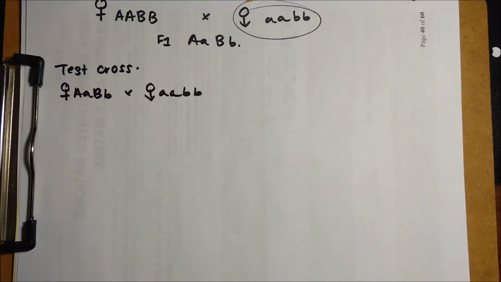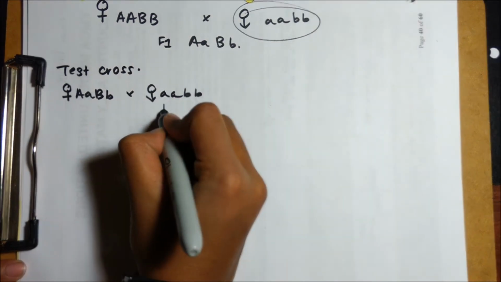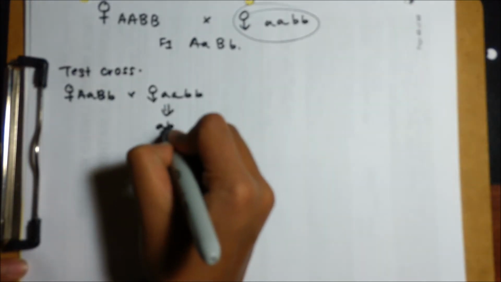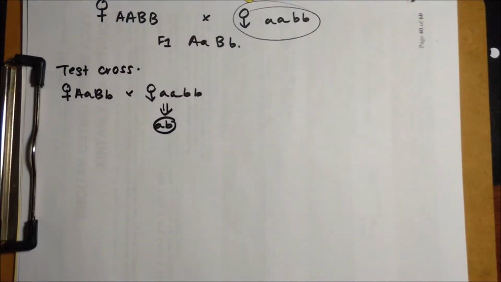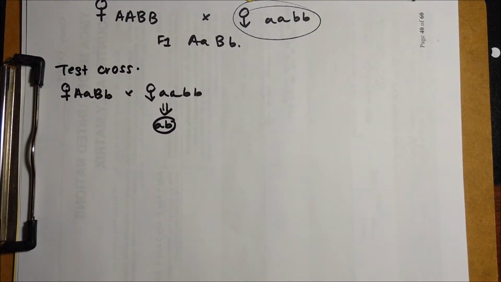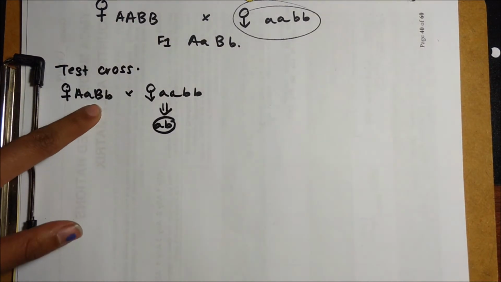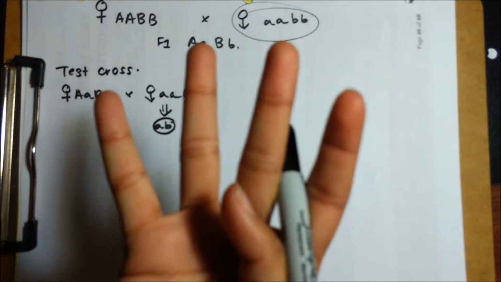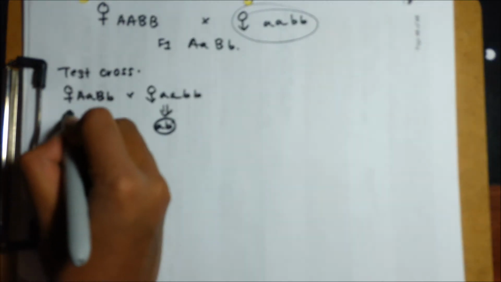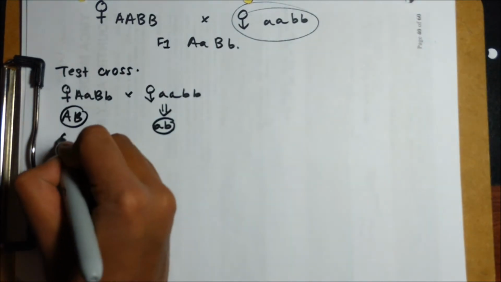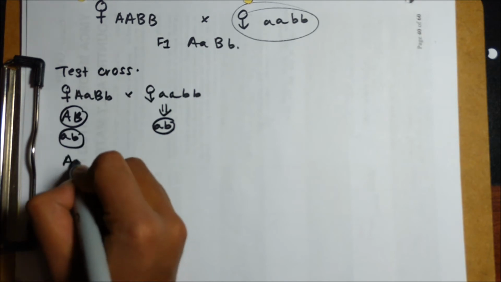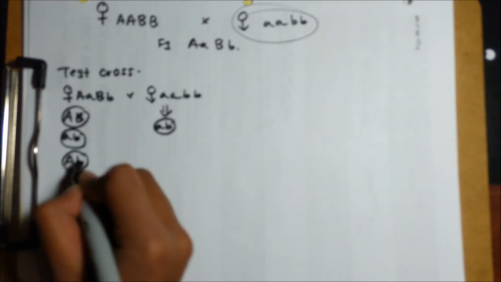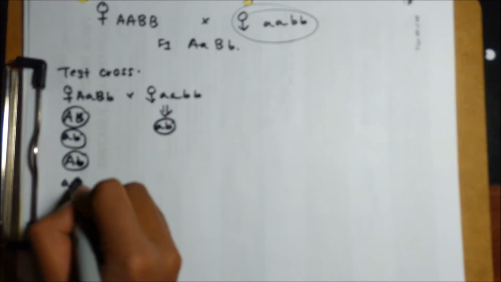Okay, now let's list all the possible gametes for both of them. This, the only gamete it can produce is lowercase, lowercase. However, this one, if we go by independent assortment, can produce 4 different gametes. Capital, capital, lowercase, lowercase, capital, lowercase, lowercase, capital.